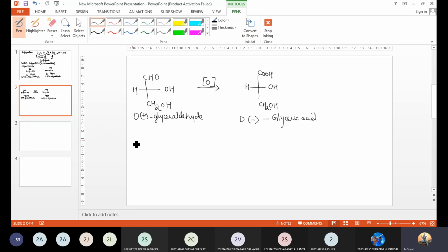Now, I'll write the lactic acid preparation, how we start from D-glyceraldehyde. Please make a note of this. This is D-glyceraldehyde. This you are already familiar with. D-glyceraldehyde. Okay.